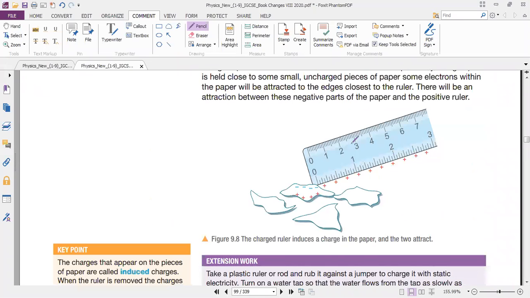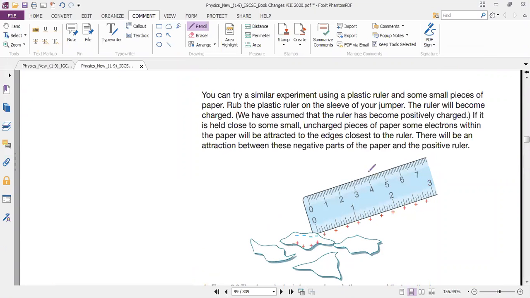This is another demonstration. Look at this ruler. This ruler is rubbed by a dry cloth, and the ruler becomes charged. We consider that the ruler becomes positively charged. It is not possible for you to know whether the ruler becomes positively or negatively charged because you cannot see the charge. What you can do is just do the experiment using the charges.